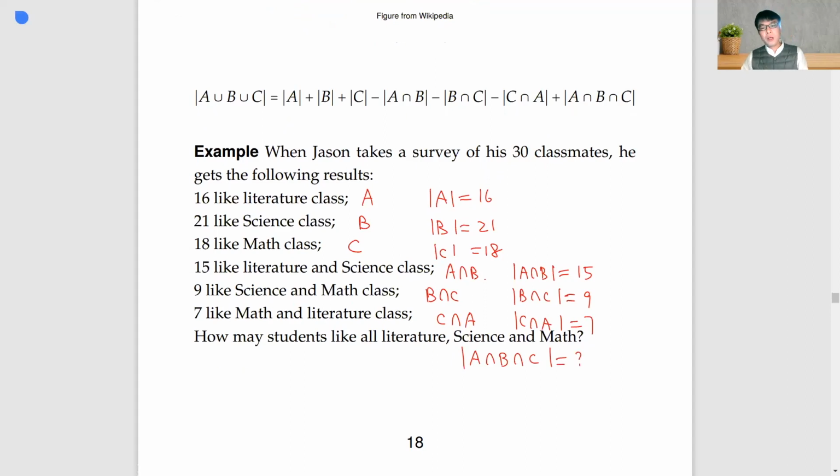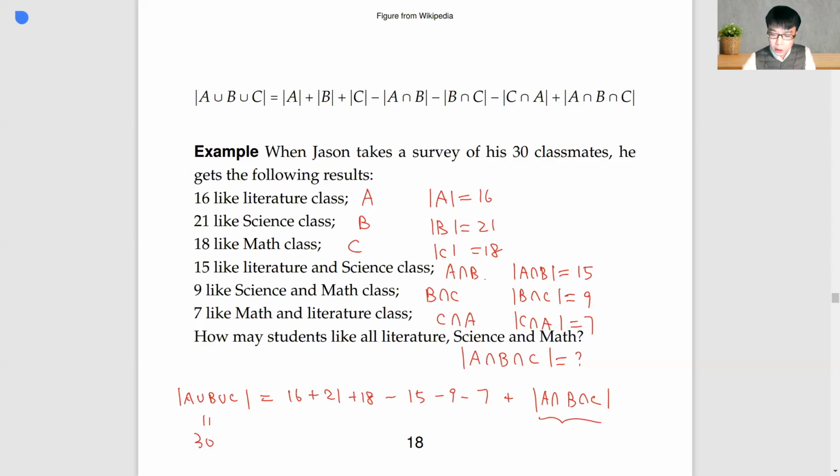So what we do is just apply the inclusion exclusion principle. Let me write down A union B union C. A union B union C means all classmates. There are 30 students in the survey. So it includes A, 16, B, 21, C, 18. Now I always subtract the intersection of 2 sets: subtract 15, subtract 9, subtract 7. And then finally I need to add the intersection of all 3. Now we already have an equation, and the only unknown can be solved to be 6. So there are 6 students who like all 3 classes. That's the application of the inclusion exclusion principle for 3 sets.